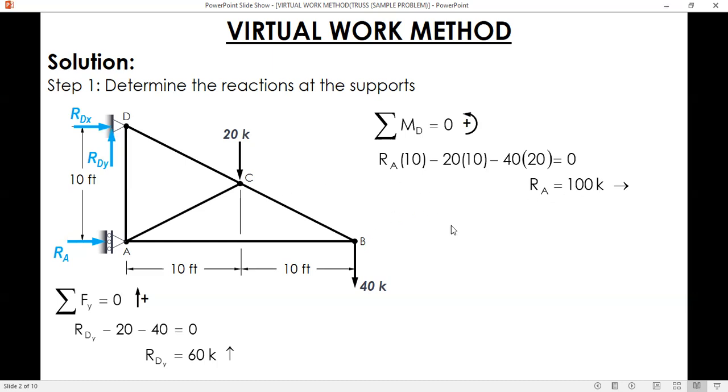And to solve for RDX, you sum up force sa horizontal. Okay, force directed to the right, positive. So RDX plus RA, which is 100, equal to 0. So RDX is equal to negative 100. So negative, therefore, the assumed direction to the right is wrong. So the correct direction of RDX is left. So 100 kips directed to the left. Okay.